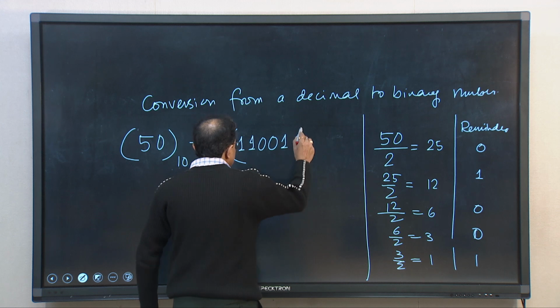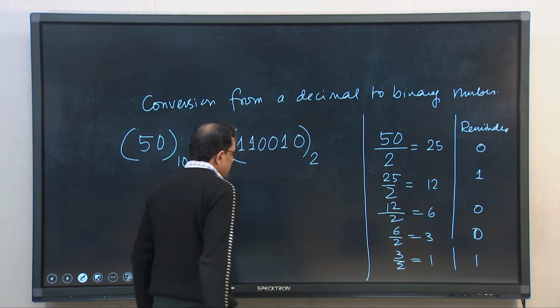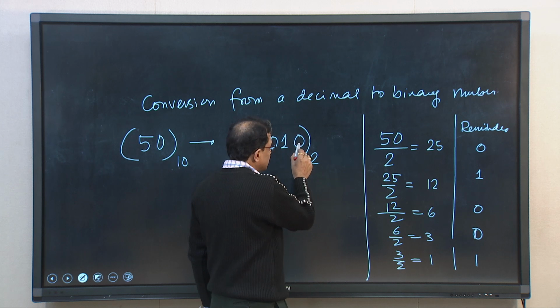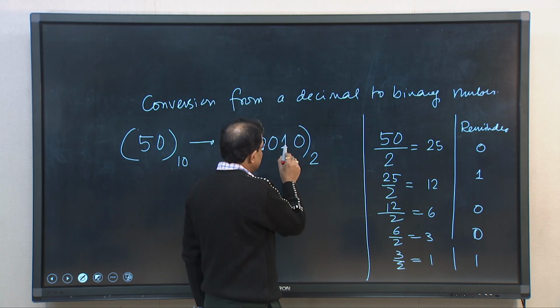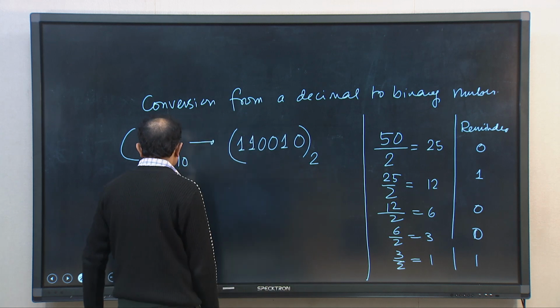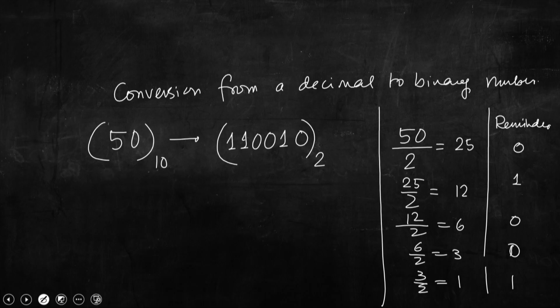So, this is basically a base 2 number because we have used 2 to divide all of this. The first remainder is 0, the second remainder is 1, the third is 0, the fourth is 0, the fifth is 1, and then 2, that is 1. So, this is the binary conversion. Now, let us recheck whether we can really represent 50, a base 10 number, that is a decimal number, as a binary number.